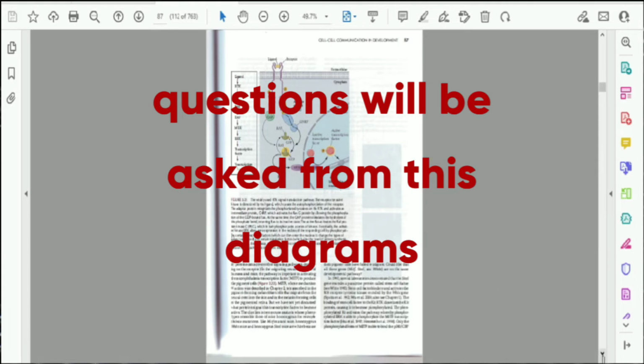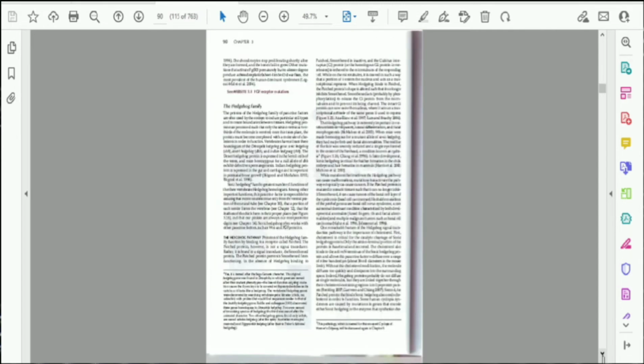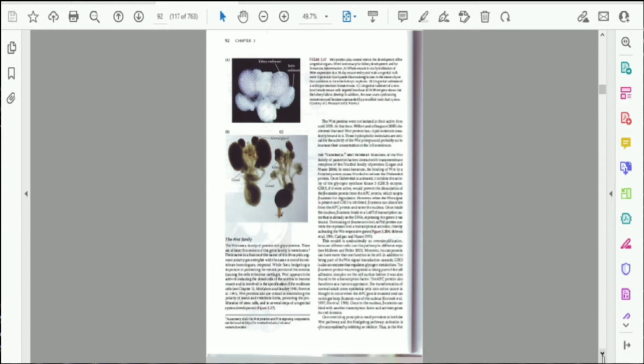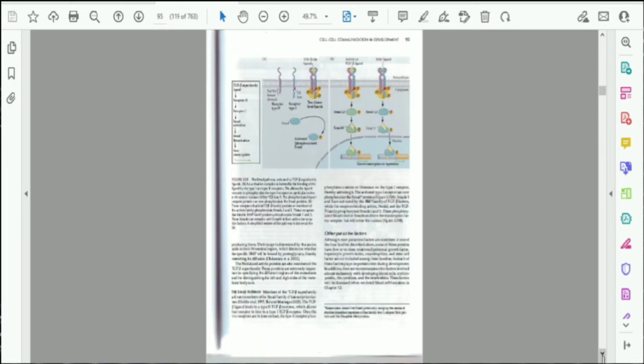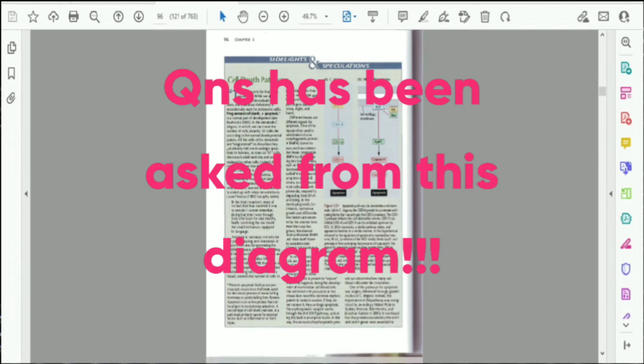Okay, and another thing is that you can go for the JAK-STAT pathway, and another pathway is the Hedgehog family pathway, because this particular family, page number 90, is very important. And the Wnt family pathway and the TGF beta superfamily pathway are important. Also, in the Gilbert book you can find the sidelights and speculations; in that, the cell death pathway is important, because if you look at previous year question papers, these particular images are asked in the CSIR question paper.